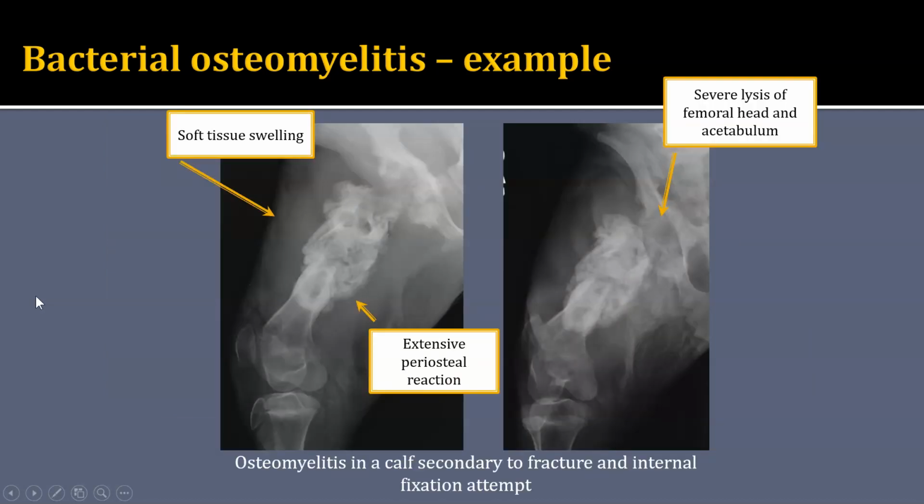Now, here's an example of a calf that has extensive bacterial osteomyelitis affecting the femur. This patient had a femoral fracture that had internal fixation. The implants have been removed because of the development of infection. This would be the area of the fracture in the mid-diaphysis, but what we can see is very extensive, irregular periosteal reaction that's going well beyond the site of the fracture. And then as far as lysis, the femoral neck and femoral head have extensive lysis related to this severe bacterial infection.